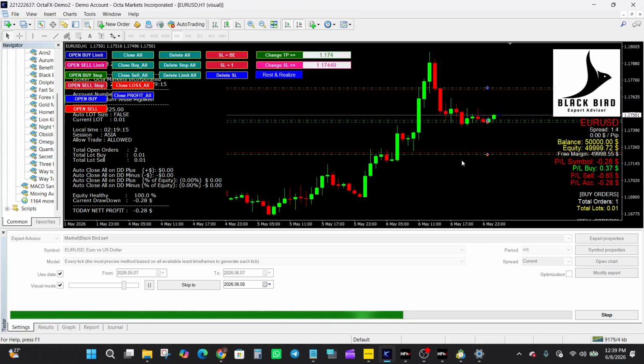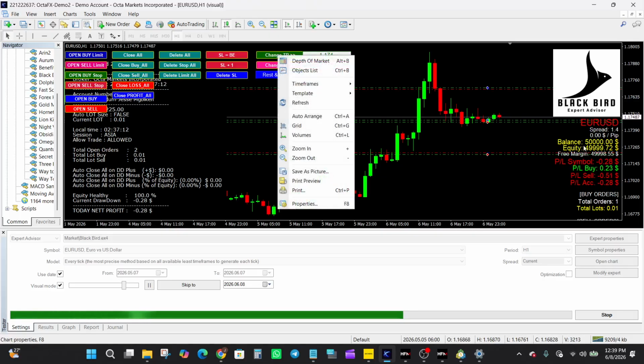All right, but this is the EA in action, and also you can see all this information displayed here, the auto lot size, account number, and the rest of that. Local time, session, allow trade, total open orders, total lot buy, total lot sell, and all these other important information. And here we're also seeing the balance, the equity, the free margin, the profit and loss symbol, profit and loss buy, profit and loss sell, profit and loss account, the buy orders, total loss.